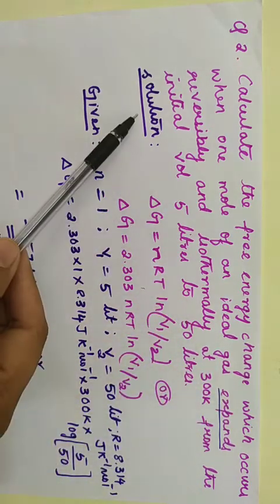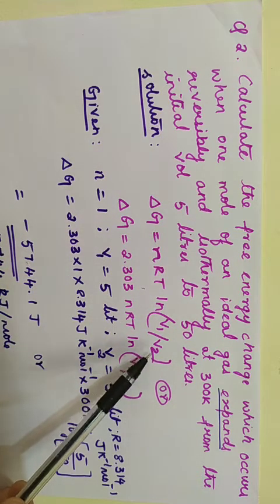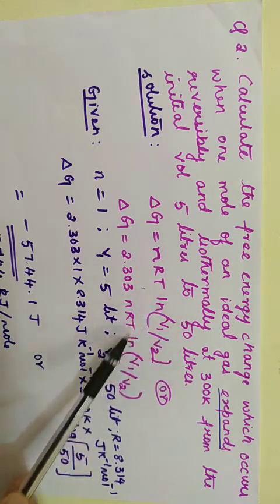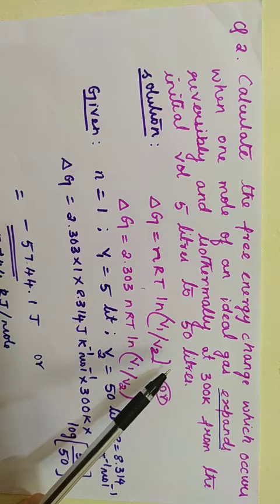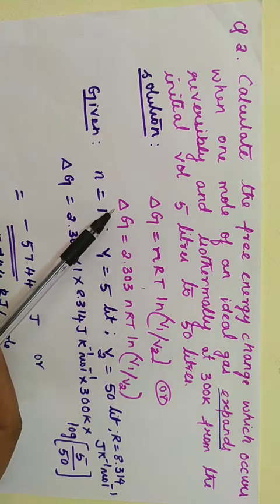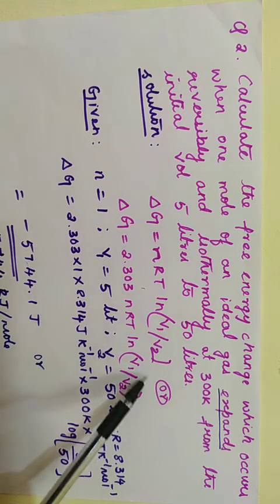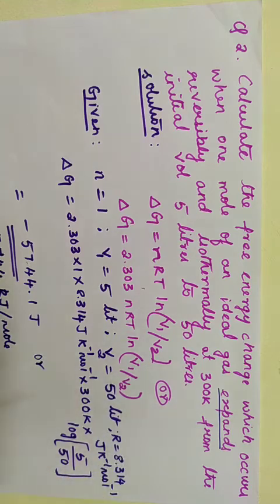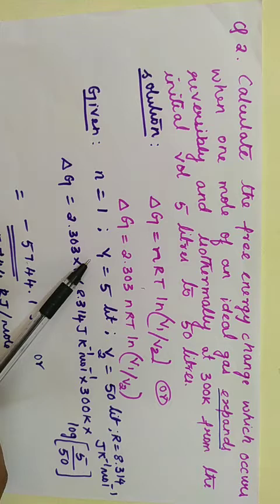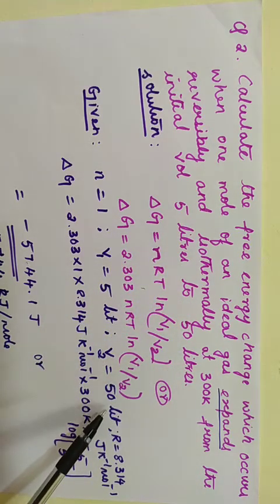So the expression we have to use is delta G is equal to nRT natural log V1 by V2. If it is pressure, we write P2 by P1. If it is volume, V1 by V2, because pressure and volume are inversely proportional to each other. So natural log is converted to logarithm, then we write the expression delta G is equal to 2.303 nRT log V1 by V2. So n is equal to 1, the number of moles is 1, and V1, that is the initial volume, is 5 liters, and it is going to 50, the final volume is 50 liters.